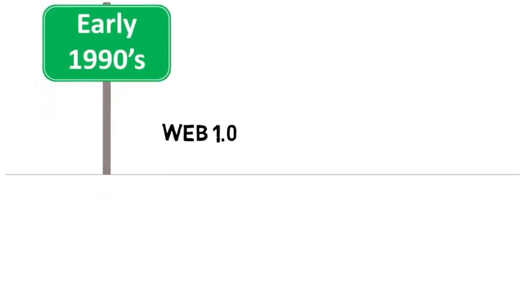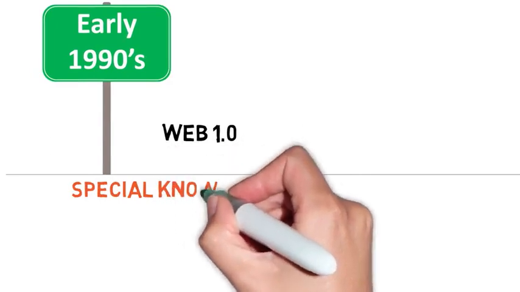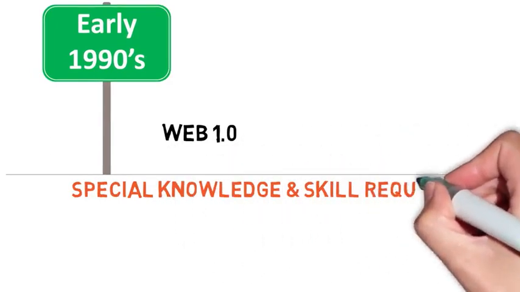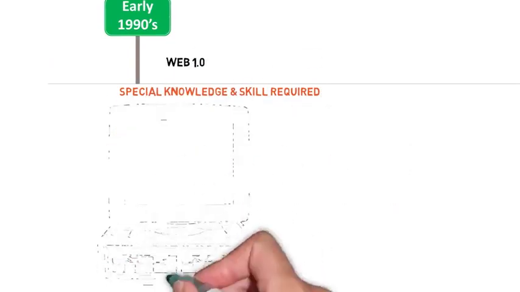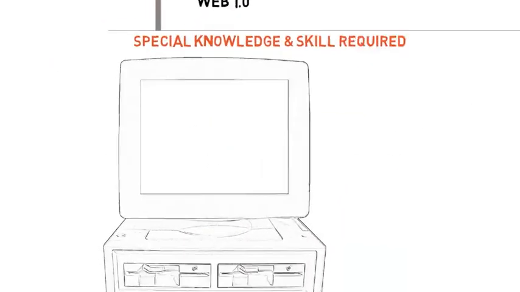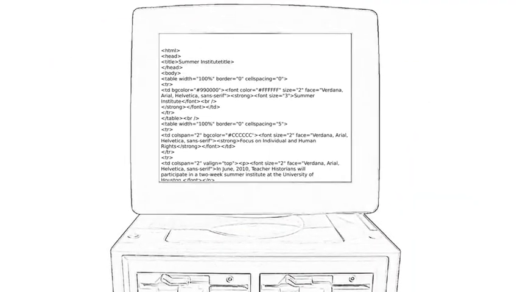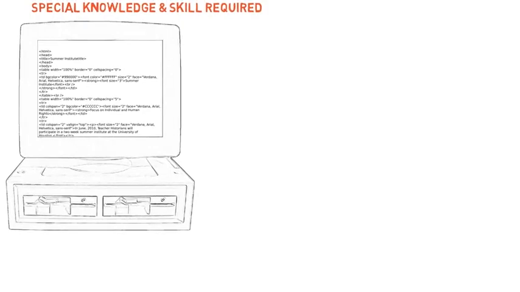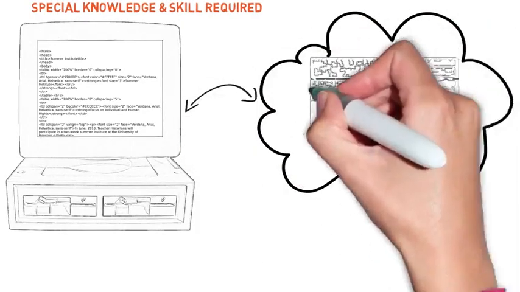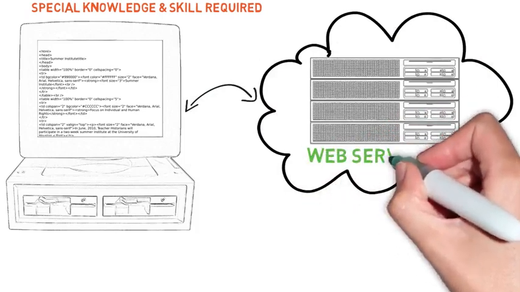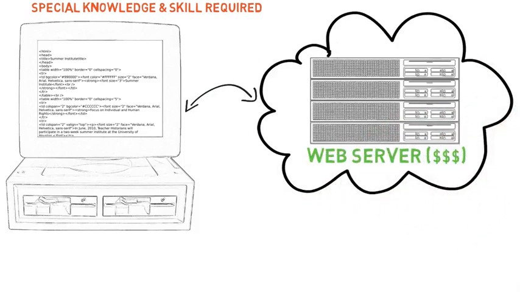At that time, if someone wanted to develop web content, they had to have a lot of knowledge and skills, as well as access to expensive hardware. For example, they needed to know HTML, or Hypertext Markup Language, which is the code that's used to create a web page. In addition to knowing HTML, a web content developer had to have access to an expensive web server that was always on and connected to the internet.